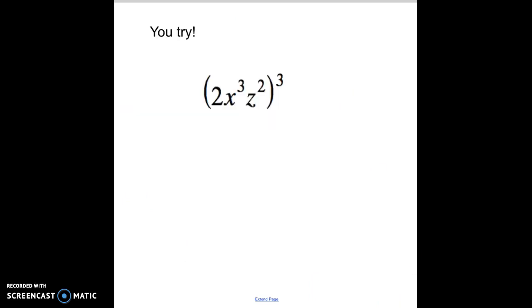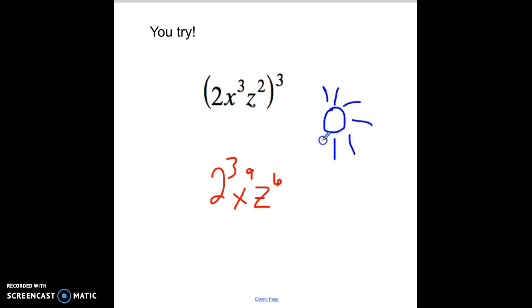You try. Pause your video, take your time, and replay once you think you have the answer. Did you get 2 cubed, x to the 9th, z to the 6th? If you did, draw yourself a sunshine. If you didn't, put an X on your paper, see if you can figure out your mistake. Once you figure out your mistake, put a circle around your X.